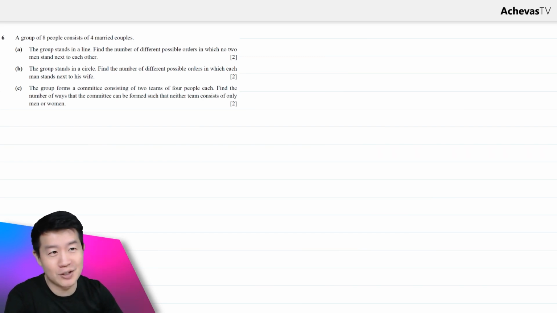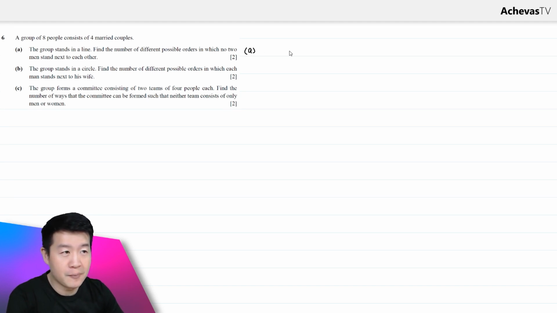Okay, question number 6 is actually pretty okay. Most of the questions in this section B are manageable. They are really way more manageable than the section A that we did on Tuesday. So now we have a group of 8 people that consists of 4 married couples. They are supposed to be standing in a line. I want to find the number of different possible orders such that no 2 men are standing next to each other. We are going to do slotting.